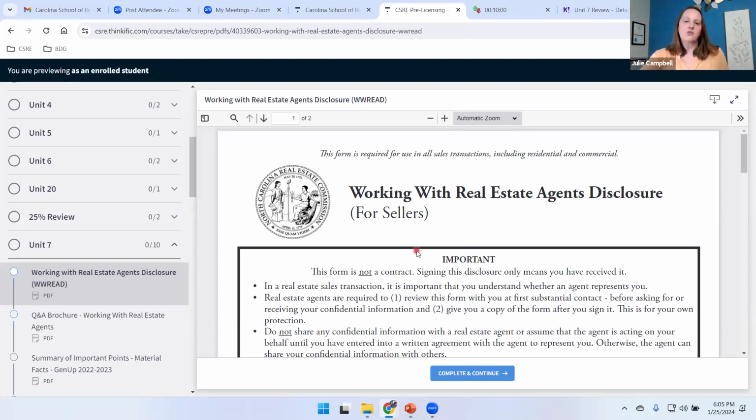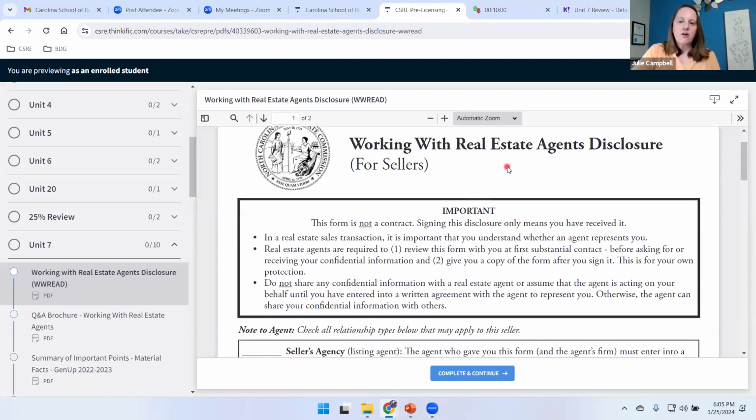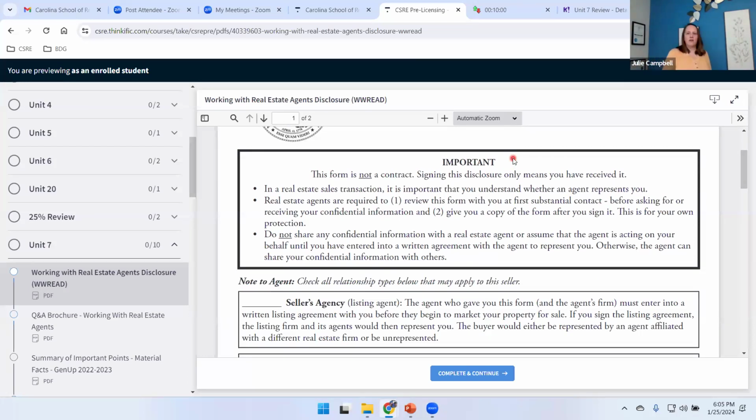And it starts by saying this is required for all sales transactions. That does include residential and commercial. And then for the consumer, it starts with a big box called important. First thing we're going to say is this form is not a contract. I'm not creating agency. I'm disclosing agency. I'm giving you the heads up. I'll create agency with our agency agreement, maybe, if we make it that far. But this is well before we've made it that far. This form is not a contract. Signing this disclosure only means you've received it.